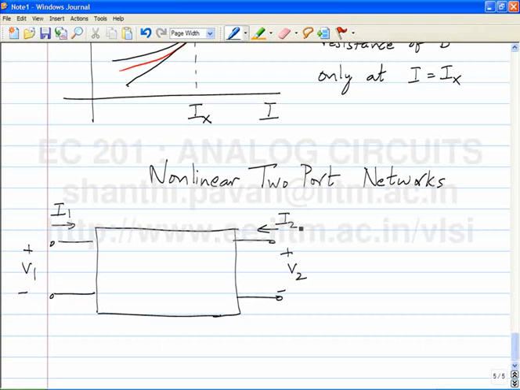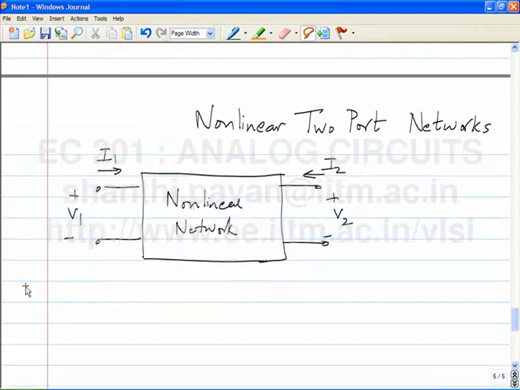Okay. So if you have a nonlinear network, by extension, what can you say about I1 and I2? In a linear network, what would we say about I1? It is a linear function of V1 and V2. What do you understand by linear function? Now, by the same token, when you have a nonlinear network, what do you expect? Some nonlinear function of V1 and V2.